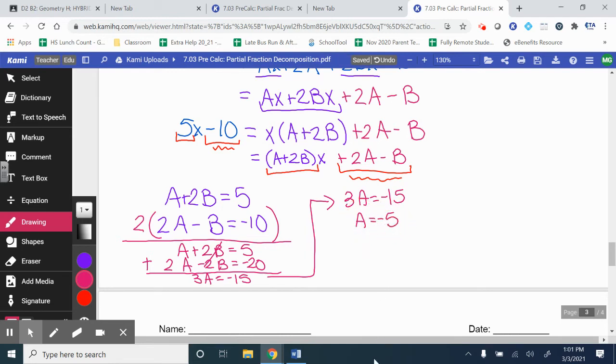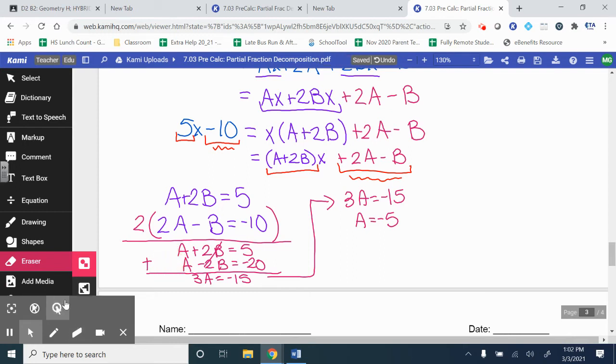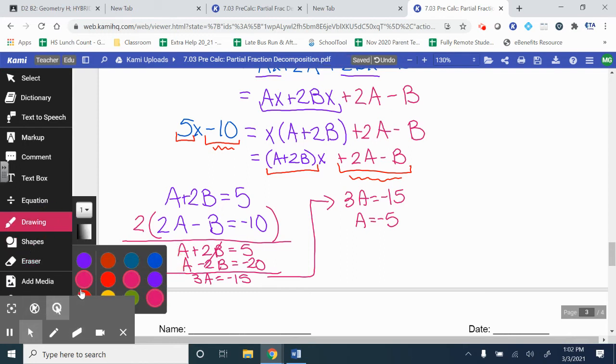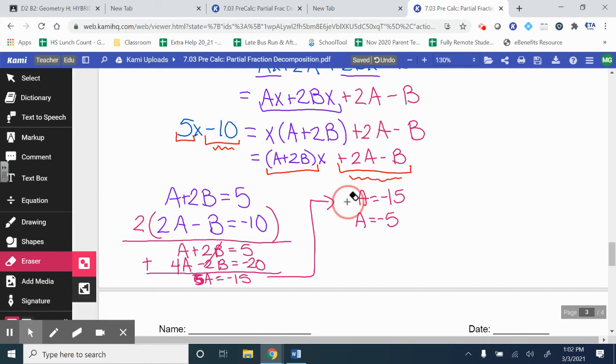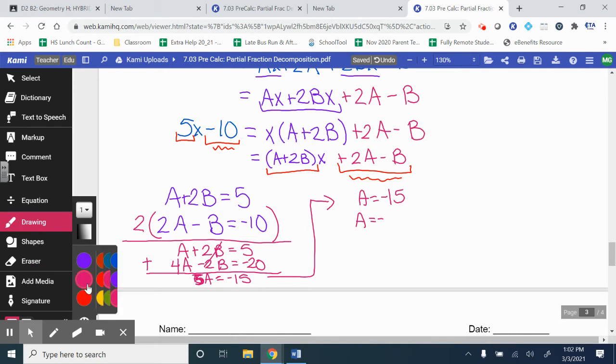Now I need to find... oh, you know what? I missed something here. 2 times 2 is 4. That should have been 4a, so this should have been 5a. Sorry about that. So that was 5a equals negative 15, so a equals negative 3. So now I have negative 3.